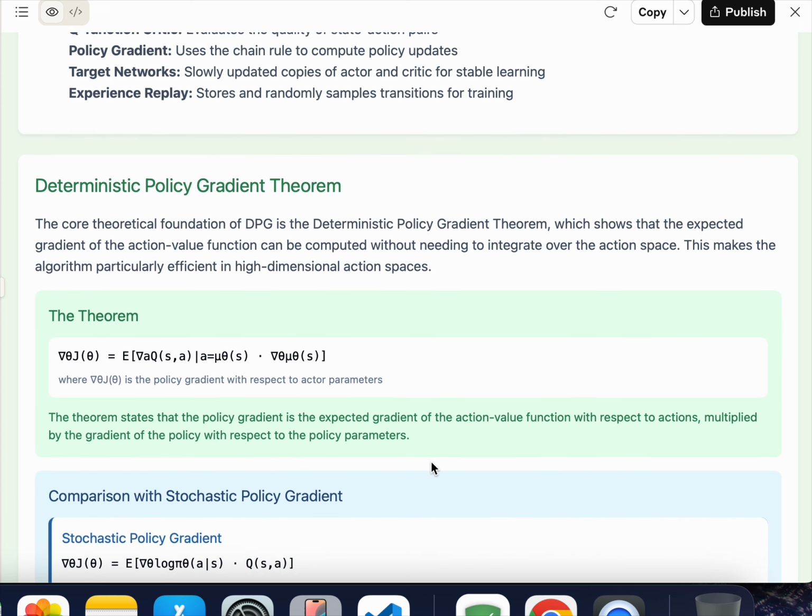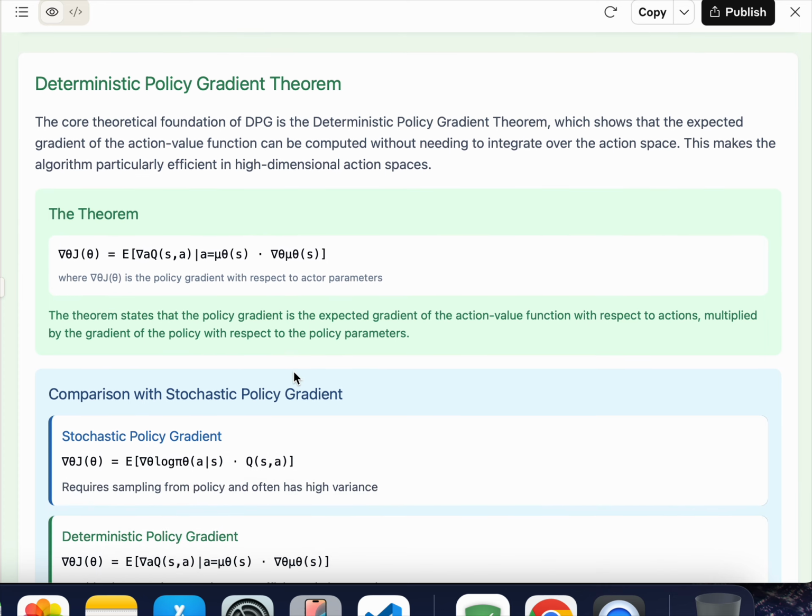Now, the theory part, the deterministic policy gradient theorem. This is what makes DPG work. It gives us a way to compute a policy gradient without having to sample actions from a distribution. That's the big advantage. Normally, in stochastic methods, we would need to integrate over all possible actions, and that's expensive. But this theorem tells us that under certain assumptions, we can compute the gradient of the expected return using a deterministic policy directly. And here's how the formula looks.